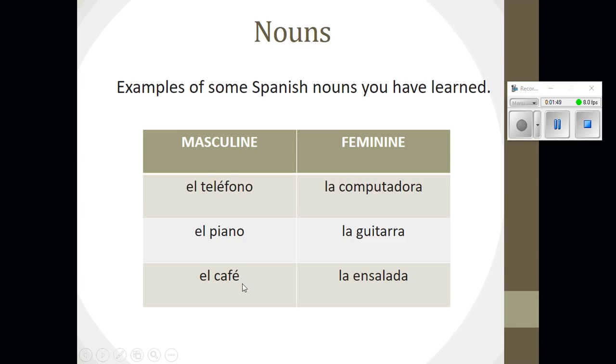Just because it does not have an O, you'll memorize that it is a masculine noun. The feminine side has la computadora, la guitarra, and la ensalada. Notice that the feminine side, all of these do end in an A, so those all follow the usual rule. At this time, pause the video and fill in the next two parts of part A.